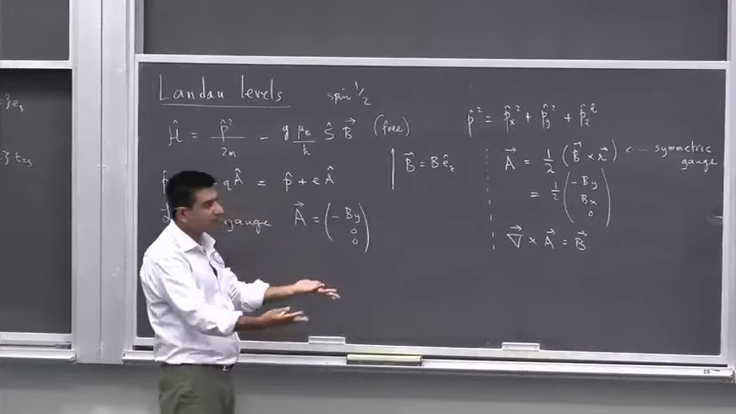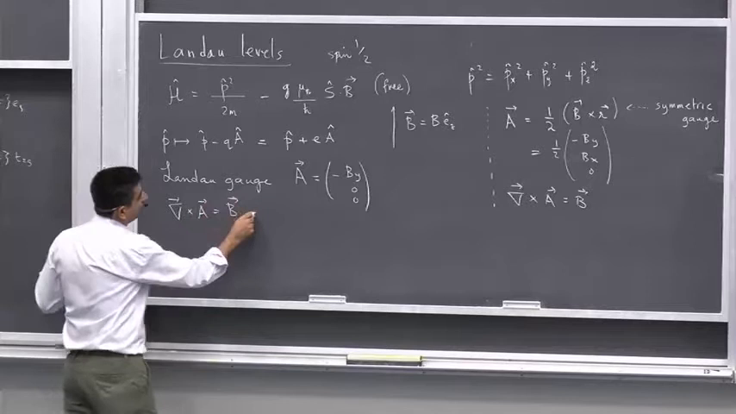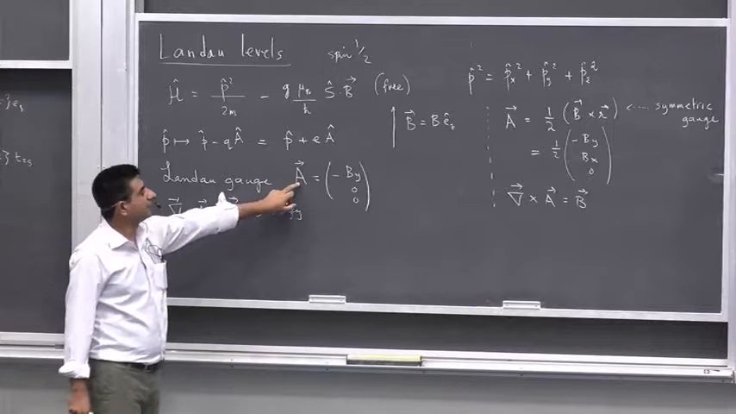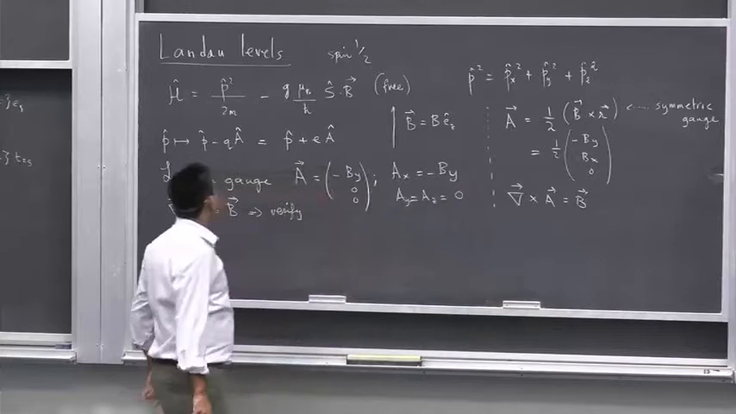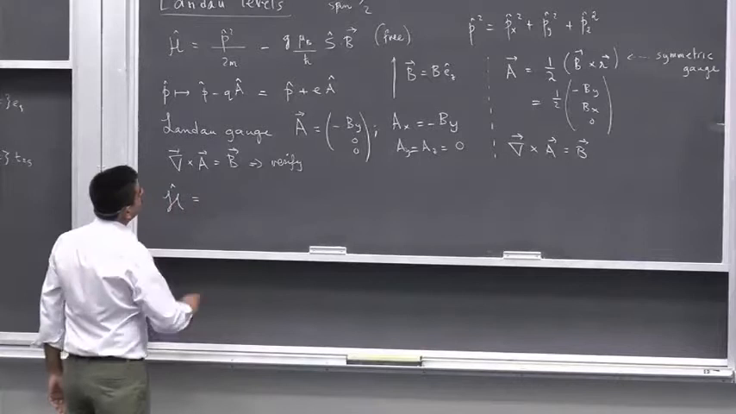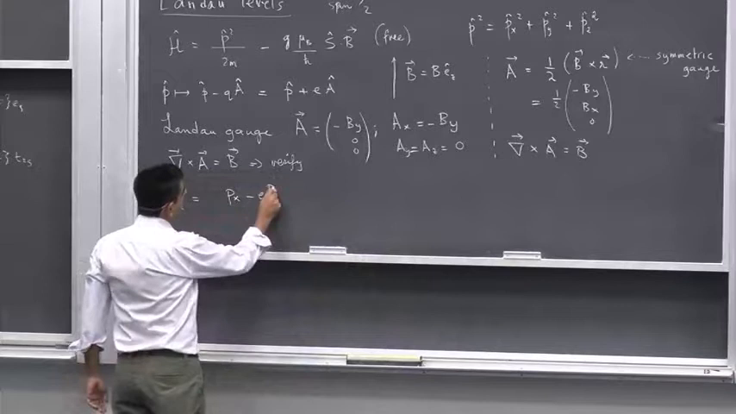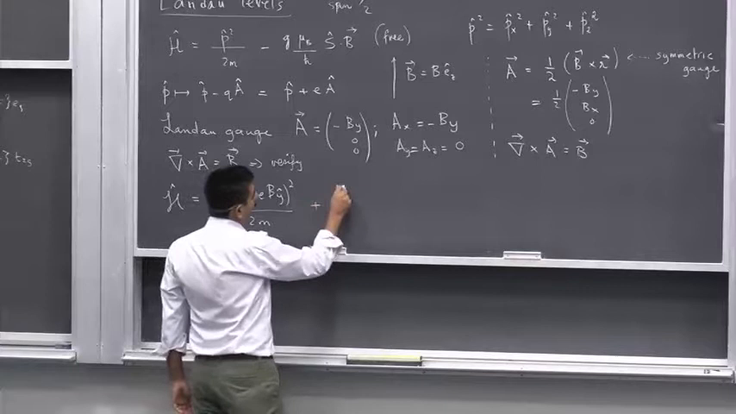Now I can easily verify that del cross A equals B. You can verify this easily. So this is a proper choice. This is a proper choice of the vector potential. It's a legitimate choice. Now with this Landau gauge, it only has an x component. So the A x component is minus B y, and the A y and the z components, both of them are 0. Now I insert this vector potential into the canonical momentum. My Hamiltonian becomes, now this is an x component, so Px plus eA, now A is negative, so it comes minus eBy, squared over 2m. This is the x component, plus I have a y component, plus I have a z component.